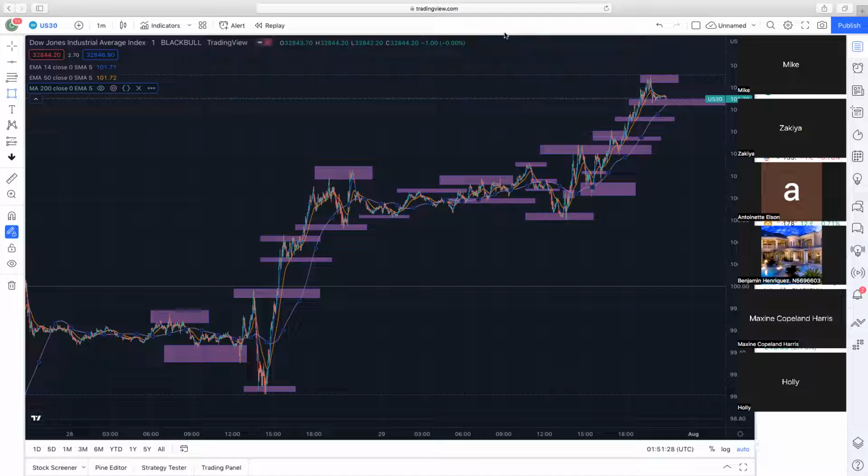Now, regular pairs, it's 0.01 per 100. We can't do that with indices because we will eat our accounts up. So we're just going to build them slow, proper risk management, consistency, and tell your friends.